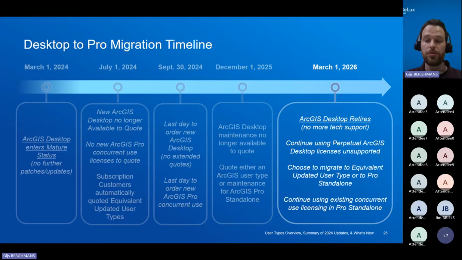And then finally, customers who had an existing concurrent use maintenance contract can still use these licenses in an ArcGIS Pro standalone, like an ArcGIS Pro concurrent use, for instance. However, keep in mind that it will not be possible to obtain additional concurrent use licenses. So the last chance to get concurrent use licenses will be in July and September.